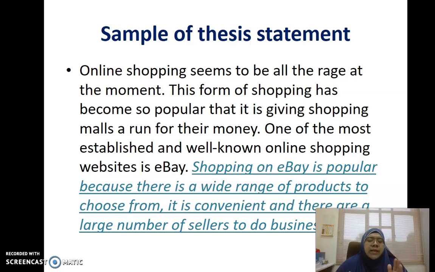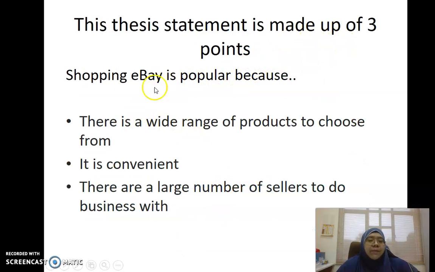But what I want to highlight is: shopping on eBay is popular because there is a wide range of products to choose from, it is convenient, and there are a large number of sellers to do business with. Meaning that in this one sentence, it contains 3 points. This statement is made out of 3 points: a wide range of products, convenience, and a large number of sellers.